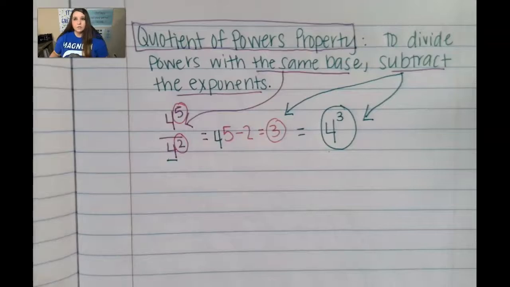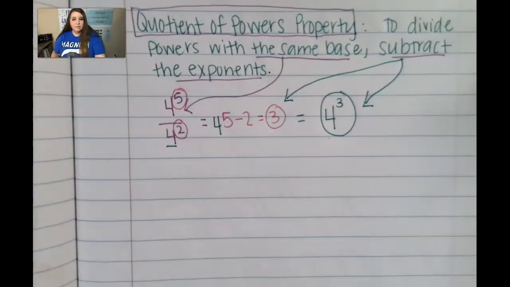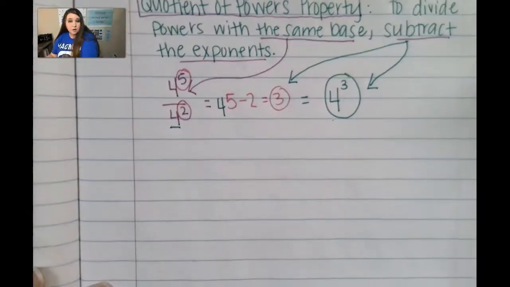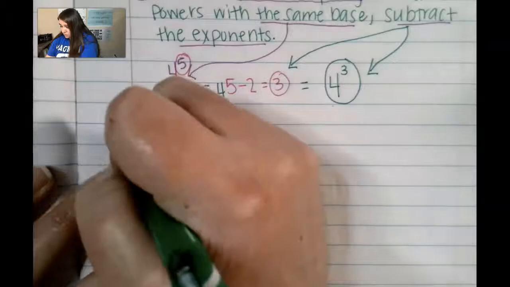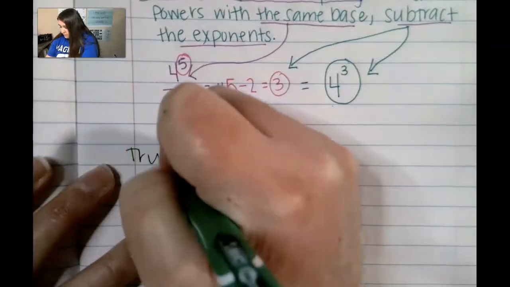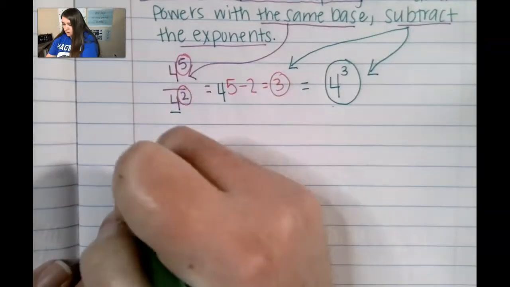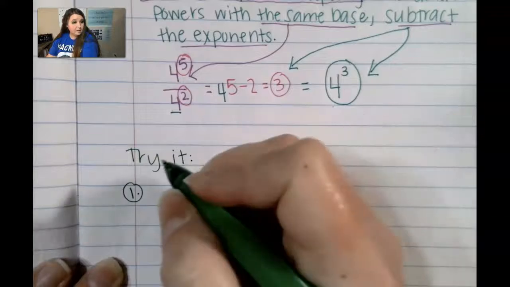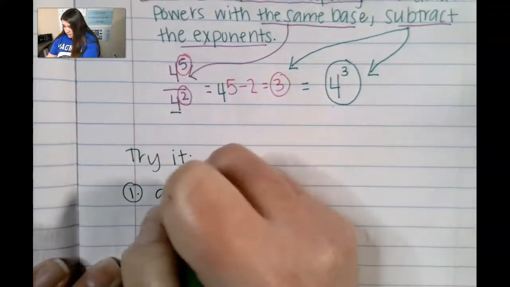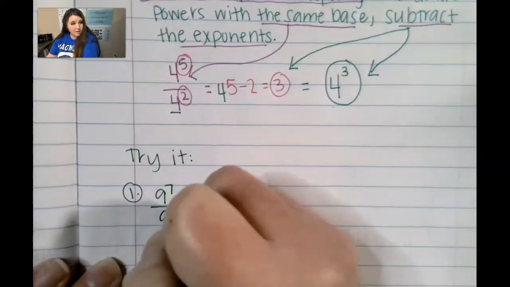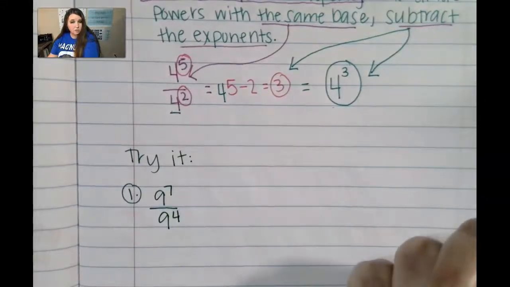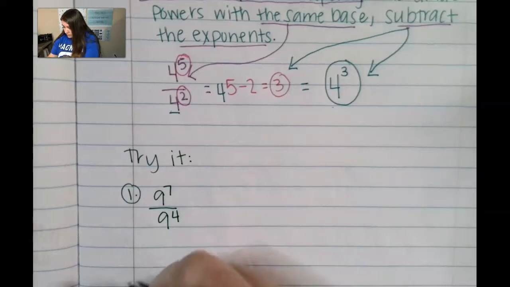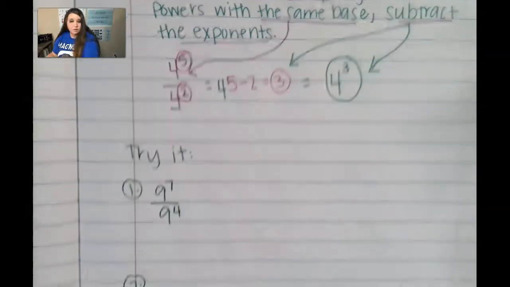All right, it is your turn now for your try-its. So as soon as you're done writing that, go ahead and get ready for those try-its. You're going to want to hit pause too so you can solve these problems. So try-it number 1 is 9 to the 7th divided by 9 to the 4th. So find the quotient of that one.